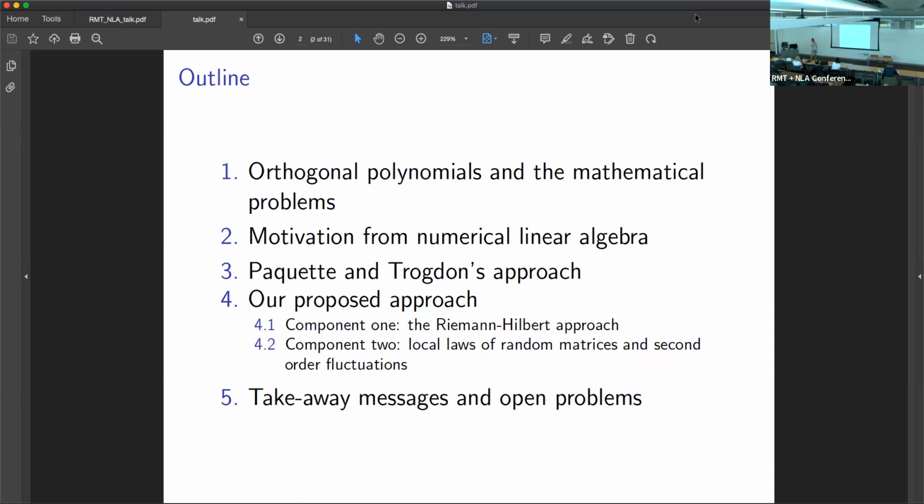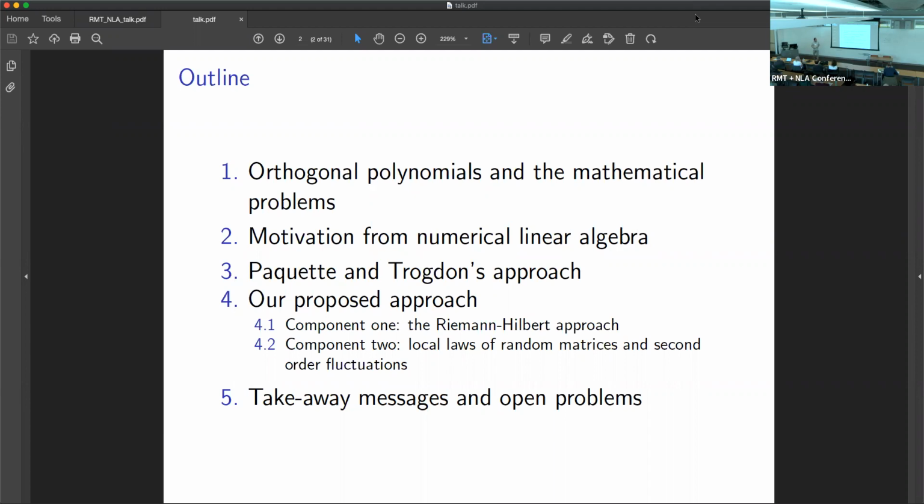Here is the outline of the talk. I'm trying to make it accessible to a more general audience. First, I will discuss what orthogonal polynomials are, in case you don't know too much about them. Then I will describe the mathematical problems we are interested in. After that, I will go back and provide more details, based on Percy's introduction, on why this is important from the perspective of numerical linear algebra.